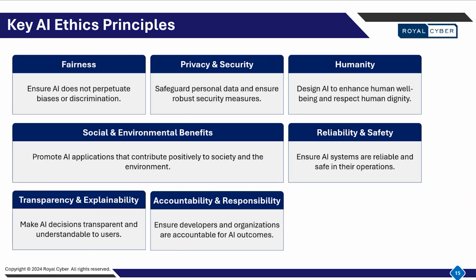Let's explore the key AI ethics principles that guide the development of responsible and ethical AI systems. So let's start with fairness. The first principle is fairness. It's crucial that AI systems do not perpetuate biases or discrimination. Next, we have privacy and security. Safeguarding personal data is of utmost importance in AI development.